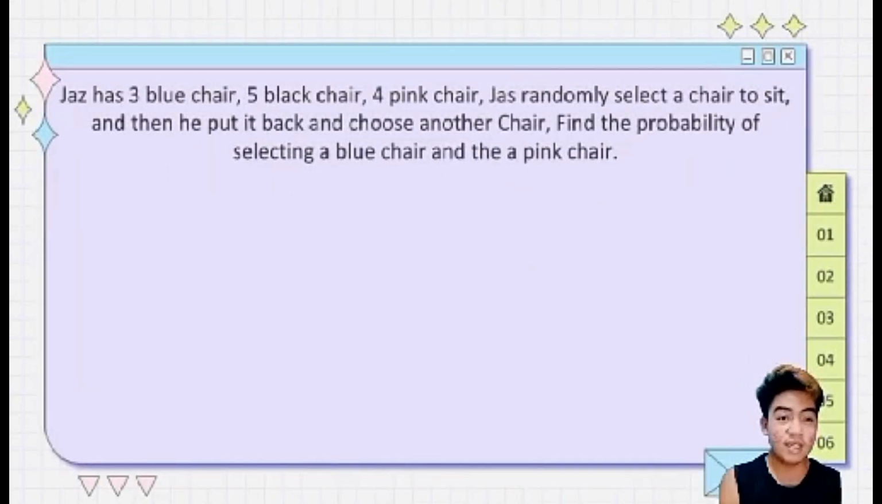Last example, Jazz has 3 blue chair, 5 black, 4 pink. Jazz randomly select a chair to sit, and then they put it back and choose another chair. Find the probability of selecting a blue chair and a pink chair. Example naman ito ng independent events. Dahil sa word na put it back.